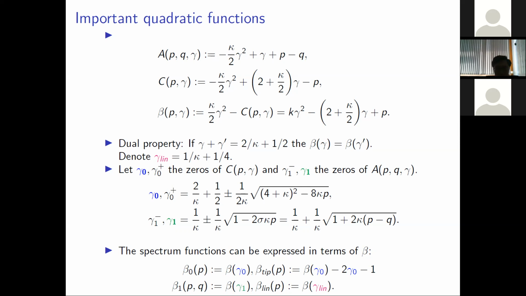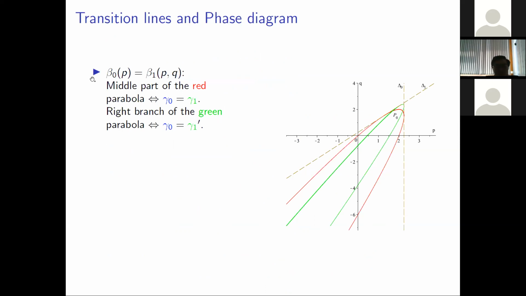So using the expression, we look back to the generalized spectrum. So if beta zero equals beta one, it is the beta of gamma zero into gamma one, and it's equivalent to gamma zero equal to gamma one, or gamma zero equal to the dual of gamma one. You see, this is the dual property of beta.